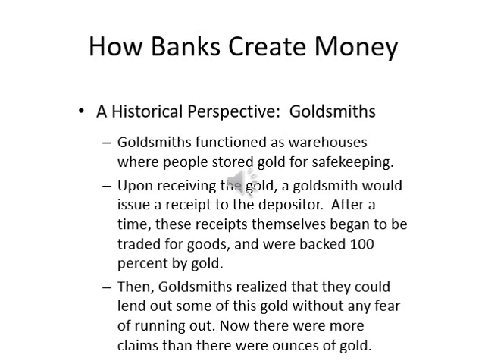How banks create money. A historical perspective: goldsmiths. Goldsmiths functioned as warehouses where people stored gold for safekeeping. Upon receiving the gold, a goldsmith would issue a receipt to the depositor. After a time, these receipts themselves began to be traded for goods, and were backed 100% by gold. Then goldsmiths realized that they could lend out some of this gold without any fear of running out. Now there were more claims than there were ounces of gold.